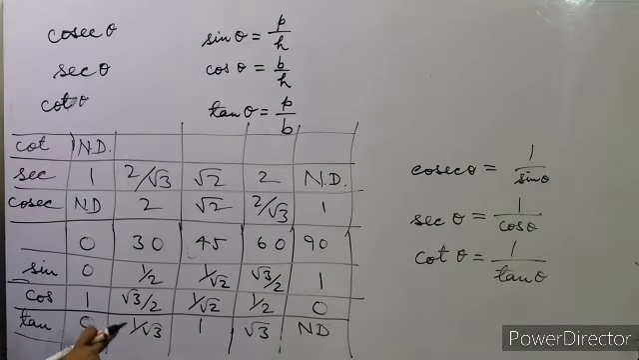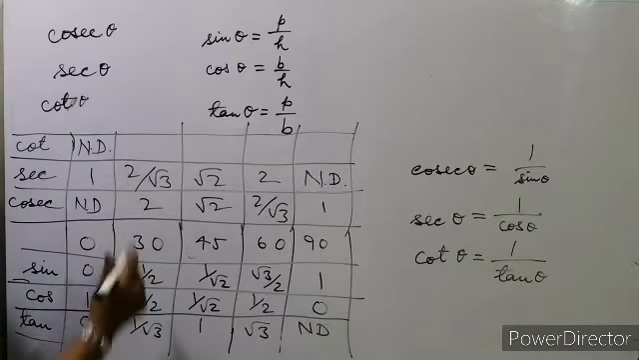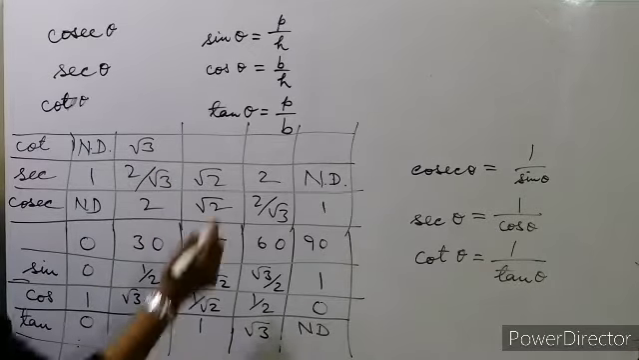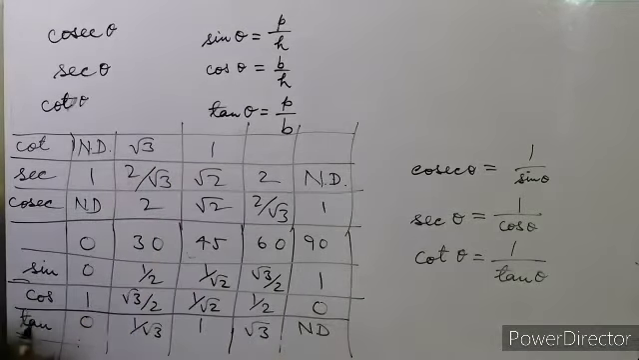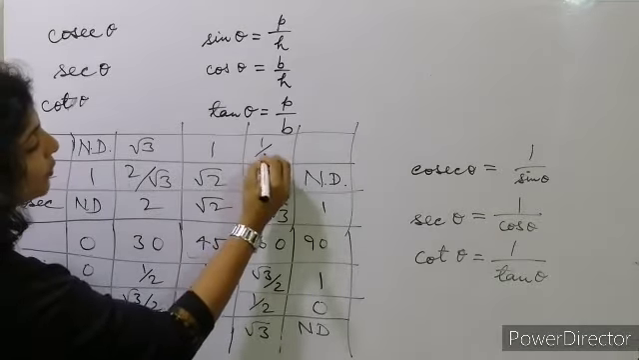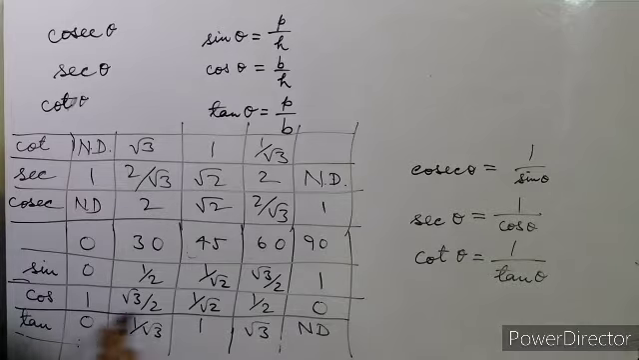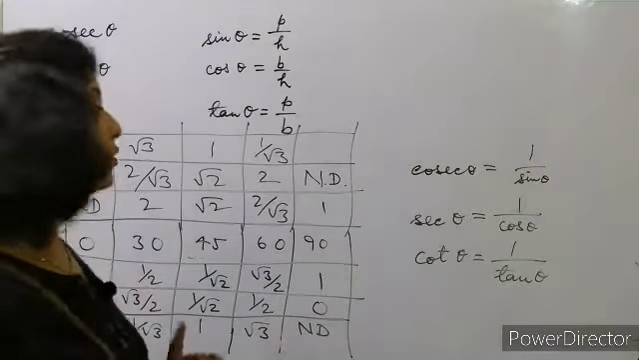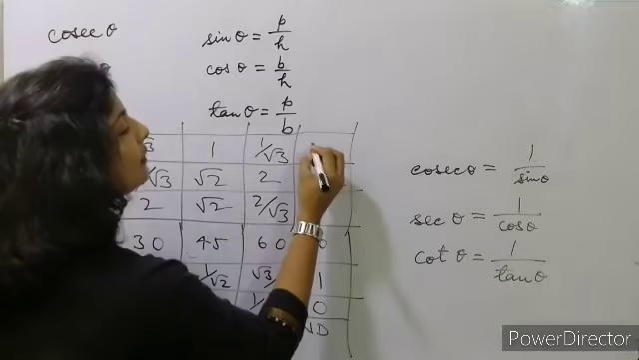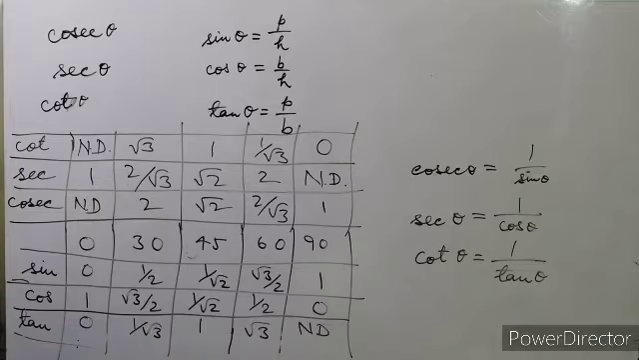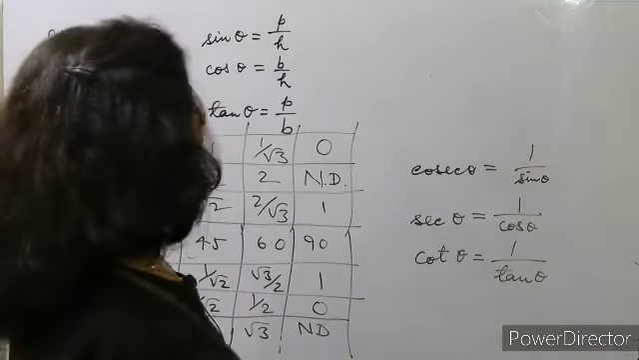Now tan 30 is 1 upon root 3, so cot 30 will be root 3 upon 1. Tan 45 is 1, so cot 45 will be 1. Tan 60 is root 3, so cot 60 will be 1 upon root 3. Tan 90 is not defined, that is, so cot 90 will be 0. Okay, so these are the values.